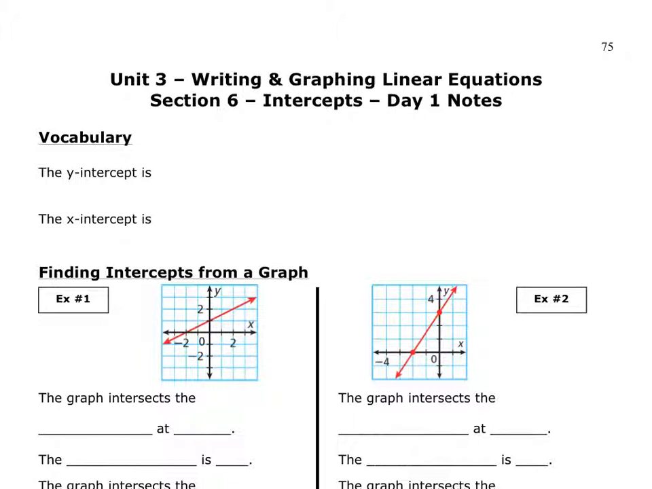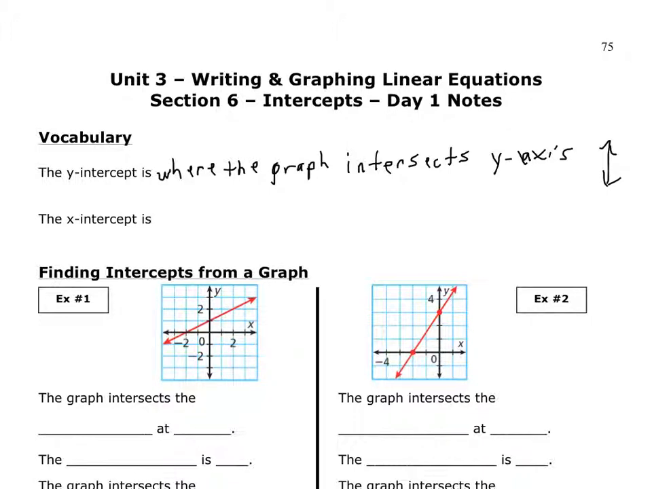The y-intercept is where the graph intersects the y-axis. Okay, where the graph intersects the y-axis. Remember, the y-axis is up and down.